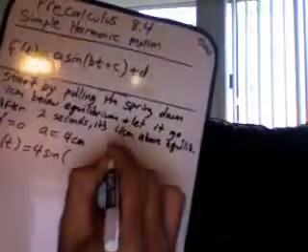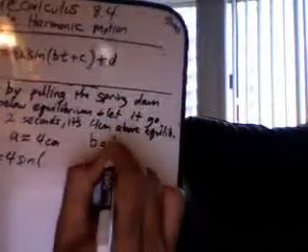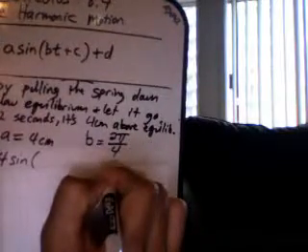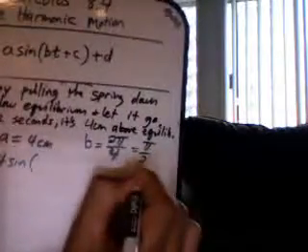So if we know the period, we can always find the frequency by dividing 2 pi over the period. Okay? 2 pi over 4, because it's a 4-second period. B has got to be pi over 2.